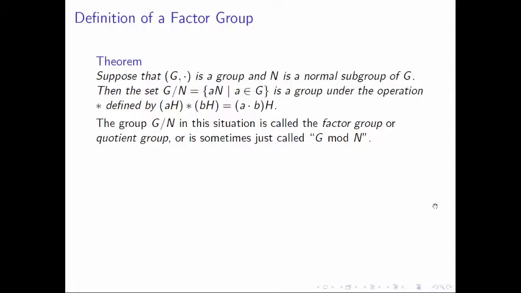That set of cosets forms a group under this new operation that we're going to call star, where we take two cosets, aN and bN, be consistent here, and you combine them by taking the representatives, a and b, and combining them under whatever the original group operation was, and then looking at that coset.